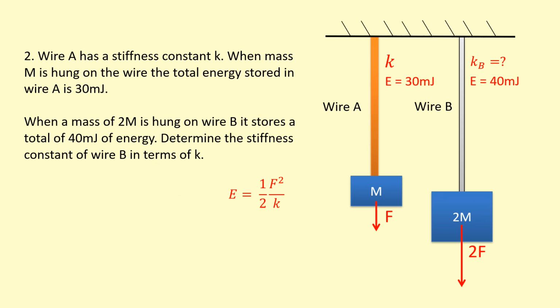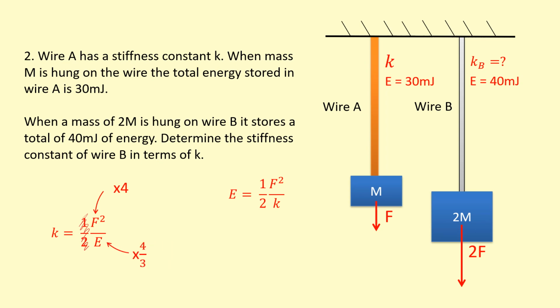So I'm going to rearrange this to make the spring constant, or the stiffness constant, the subject. So bring the k to the top and E, the energy, to the bottom. So it looks like this. The half is a constant, so we just rub that out. And the force is being times by 2 for wire B, but the 2 is being squared, so that becomes times 4. The energy, well, the energy for wire B is a bit bigger. So what factor is it bigger by? So it's 40 over 30, which is 4/3 bigger for the energy.